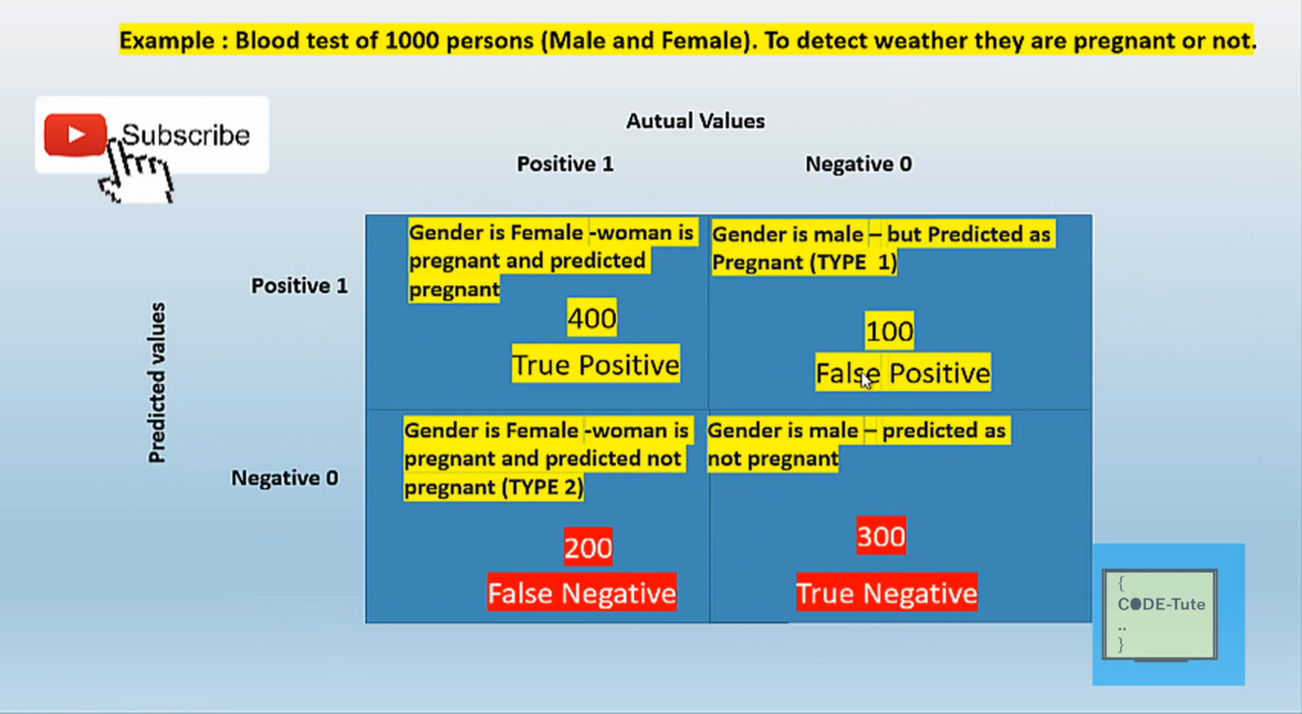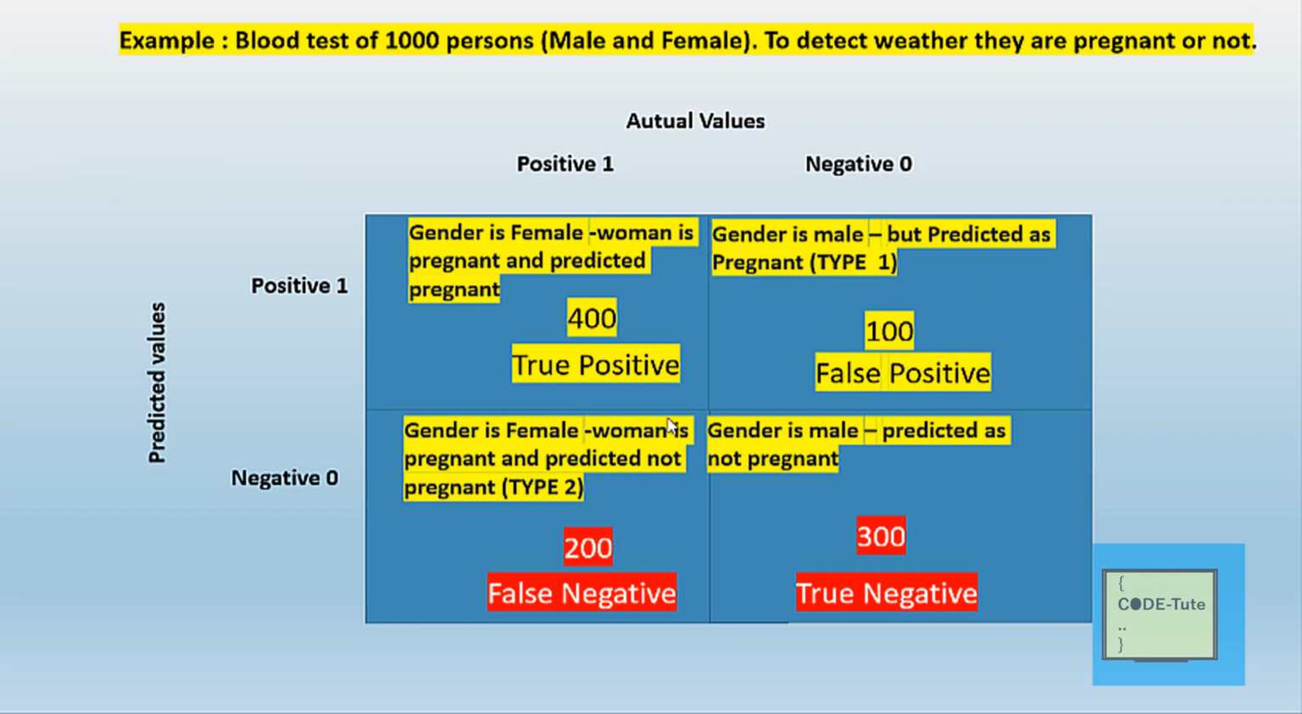Now let's understand what is false positive and false negative. False positive means the actual result is negative, but it is predicted as positive. For example, if the machine predicts that the candidate is pregnant, but in reality the person is not pregnant, then that is called false positive. This type of error is known as type 1 error.